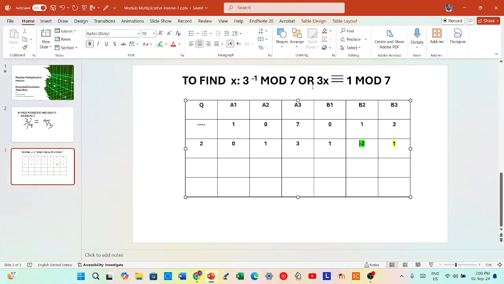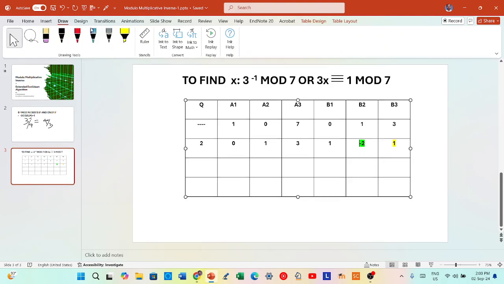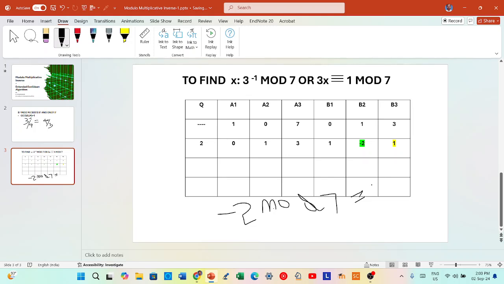So that means 3 inverse mod 7 is equal to minus 2 mod 7, which is equal to 5 mod 7. So your answer will be 5 mod 7. X is equal to 5.